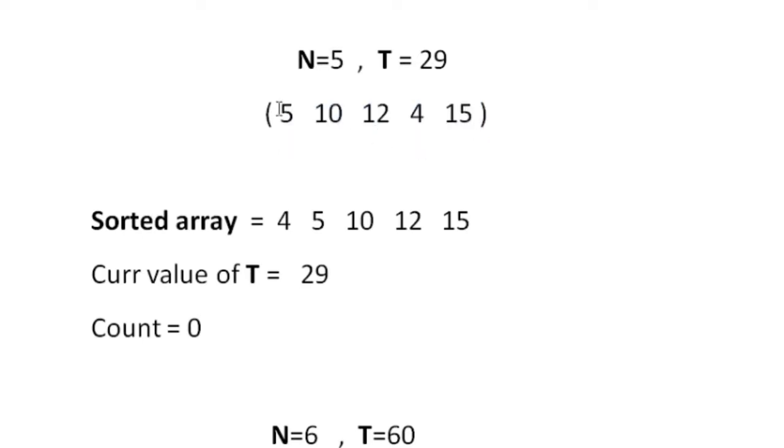So first our task is to sort this array. After sorting, this is how our array would be looking like. Initially, the boy has 29 rupees left with him. If he buys the first ice cream, he will be having 29 minus 4, 25 rupees left with him. And he has bought the ice cream, so we are incrementing the value of count. And now, if he buys the second ice cream, he will be having 25 minus 5, 20 rupees left with him. And he has bought the second ice cream, so we are incrementing the count.